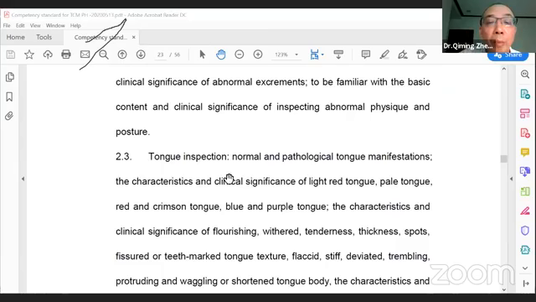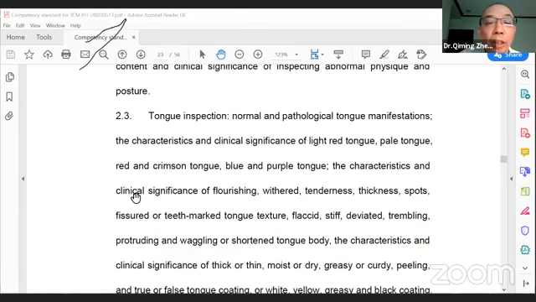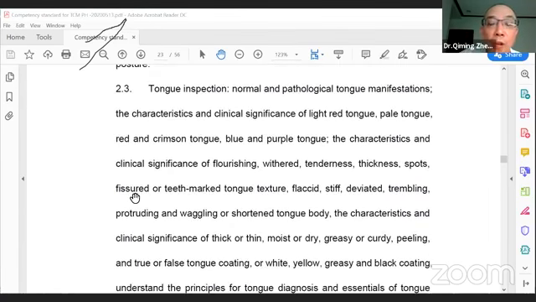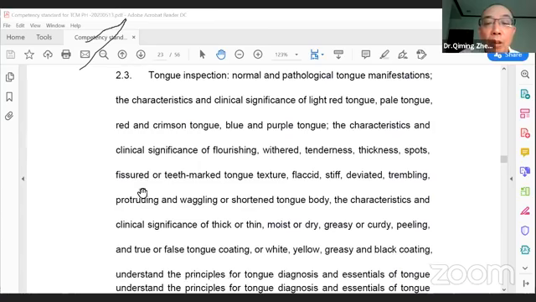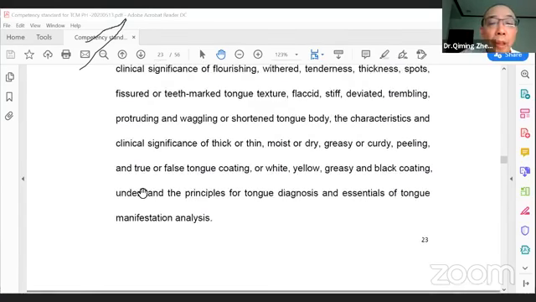The tongue inspection includes the normal and pathological tongue manifestation, the characteristics and clinical significance of light red tongues and pale tongues. So they include different kinds of tongues or common tongue colors you need to know, and coating, tongue and coating.